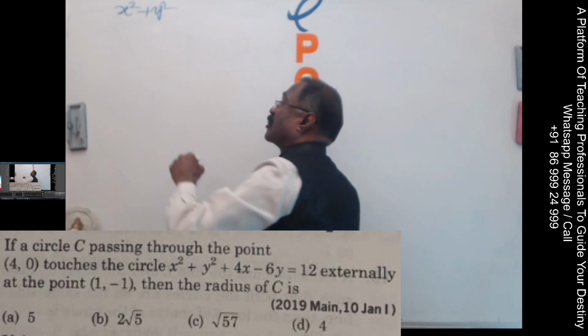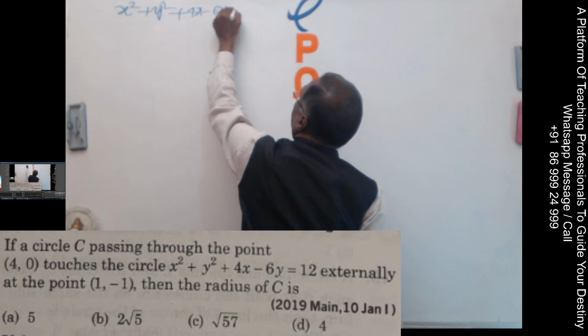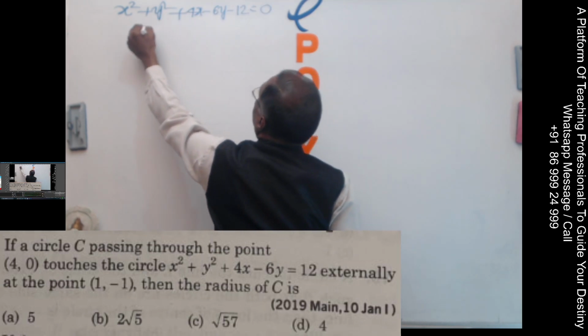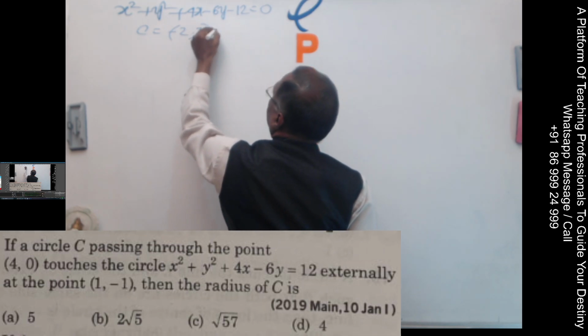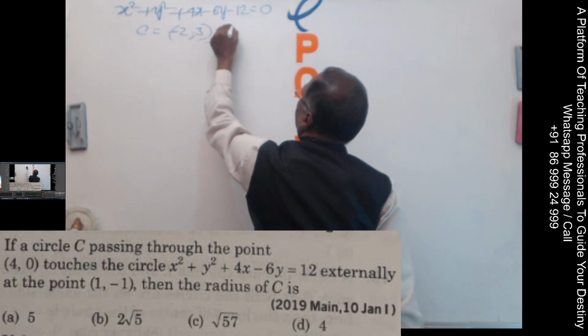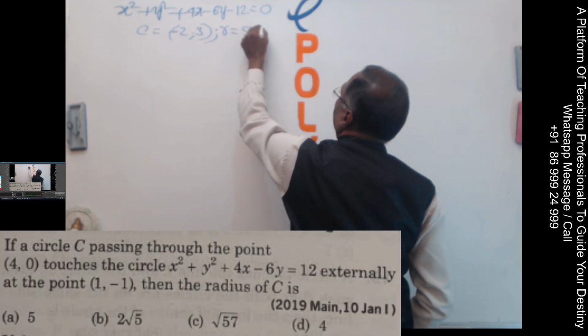Plus 4x minus 6y minus 12 equal to 0. Center is equal to (minus 2, 3). Whether it is necessary or not, let us think over. 4 plus 9 is 13, plus 12 it is 25, so the radius is 5.